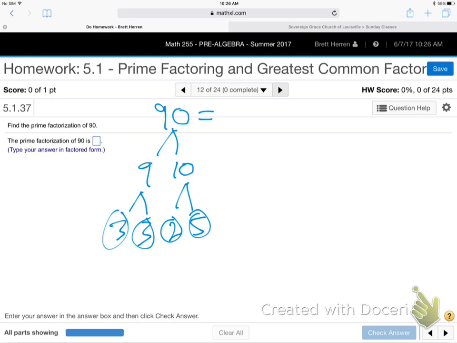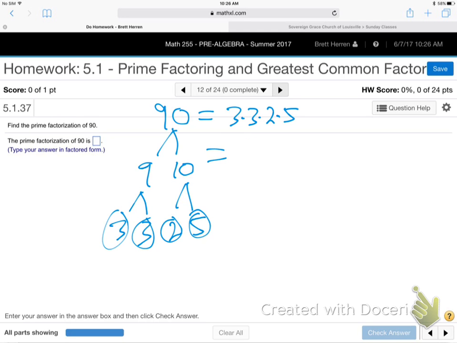So what's the breakdown of 90? 3 times 3 times 2 times 5. That's the guts of a 90. It's like we're doing biology here. We're cutting open the frog and looking at its innards. That's the innards of a 90. That's what makes a 90. 90 is made out of those primes.